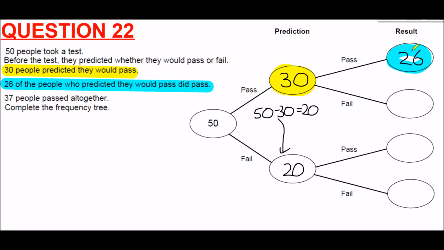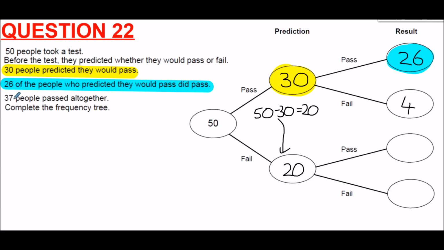The key theme with frequency trees is that when the tree branches into two, the two things it branches into need to add up to what it branched from. And so this one here, for example, if this is 30, these two need to add up to 30. So if this one's 26, this one will need to be 4, because 26 plus 4 gives us 30. In the same way as the first branch, these two numbers here need to add up to 50.